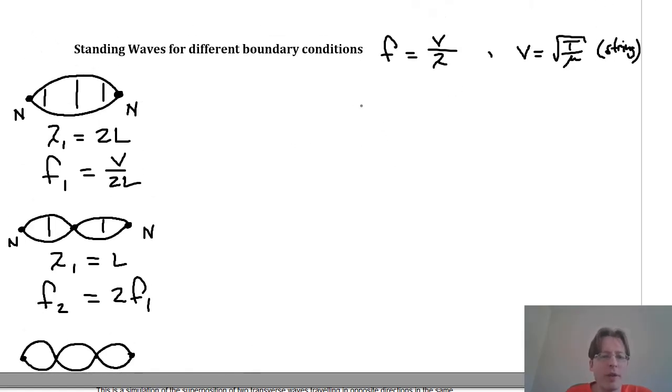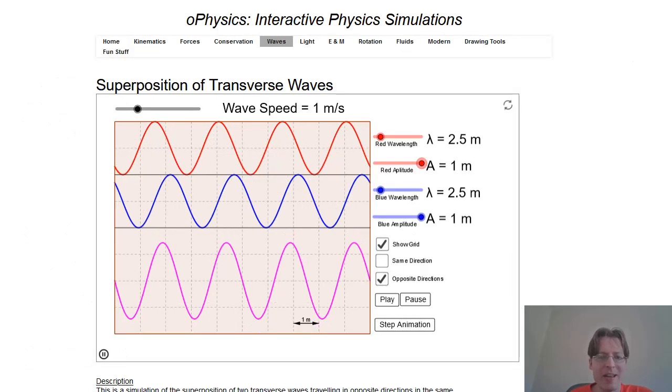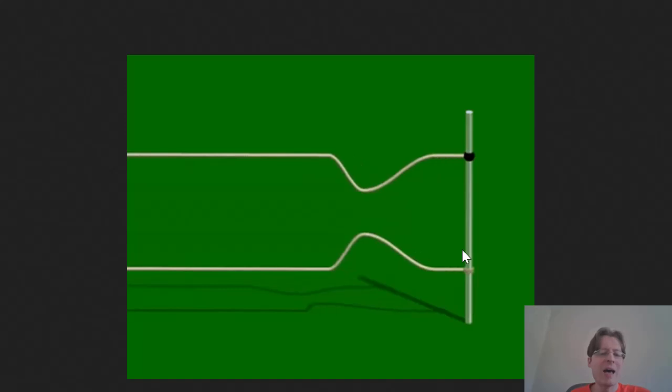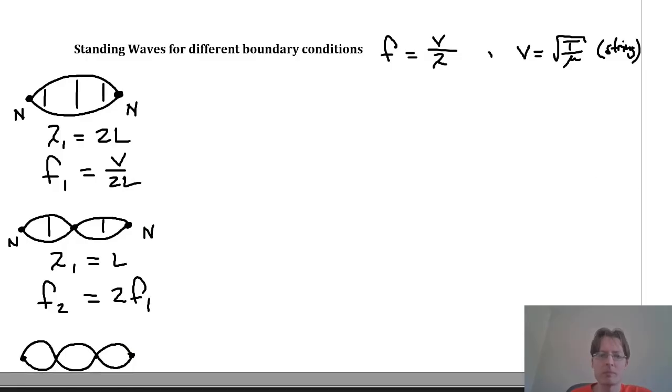Now, what if we change the boundary? In other words, what if we change this end of the string so that it's free to slide at one end? So here's a different possible boundary condition. I'll draw it like with a circle, indicating it can slide up or down at that position.